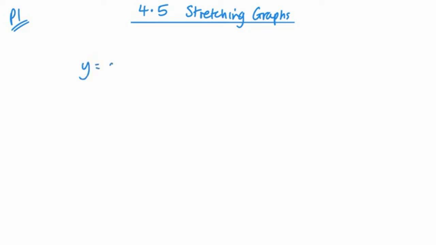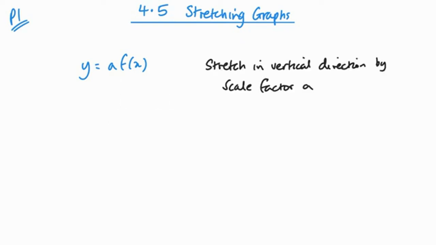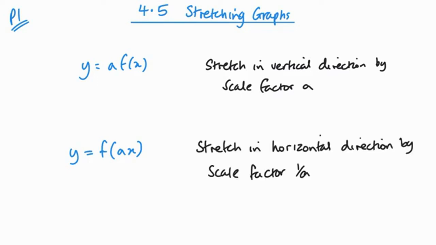So y equals a f of x. A is outside of f of x, it's a multiplied by f of x. So this is a stretch in the vertical direction, scale factor a. When a is inside the f of x bracket, so f of ax, then we have a horizontal stretch. Now, just like with translations, what happens inside that bracket affects the horizontal, but you do the opposite. What this means is that we have a stretch in the horizontal direction by scale factor 1 over a.